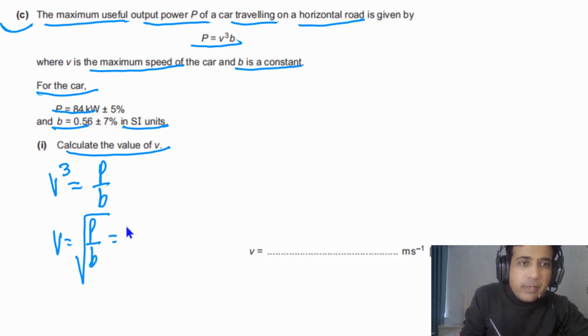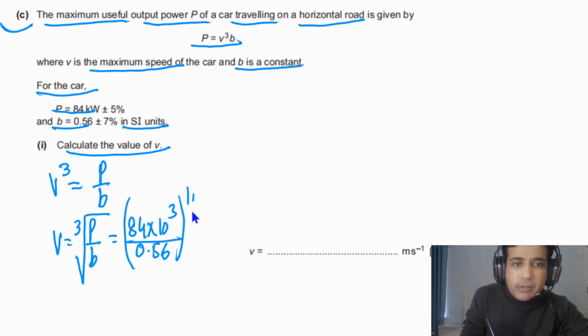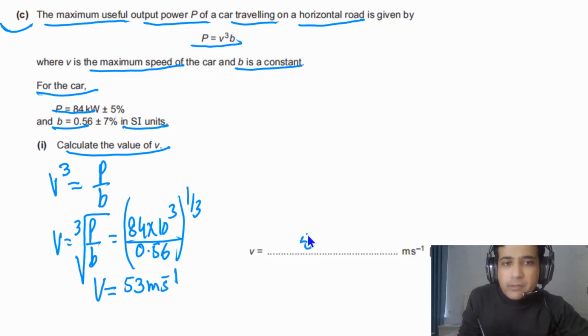The value of P is given, that is 84 kilowatts. So this is 84 kilowatts divided by the value of P, that is 0.56, and we need to take the cube root of this one. Cube root simply means 1/3. And now if we solve this one, our final answer up to 2SF will be 53 meters per second. So this is the speed of the car, and this is our final answer up to 2SF.